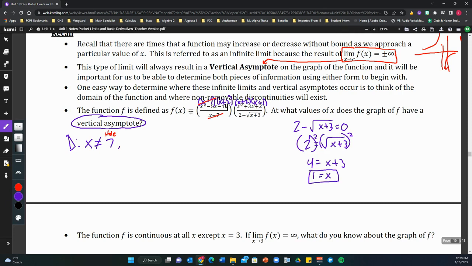So if I were to substitute 1 into this entire function, these other 3 parts are all going to be non-zero values, but this denominator would turn into 0. So we have a restricted value at 1. However, there are no factors of x minus 1.